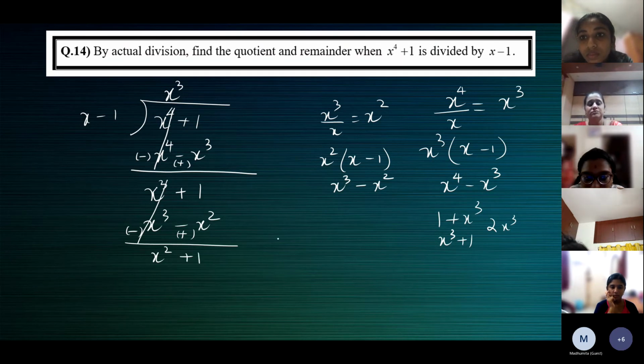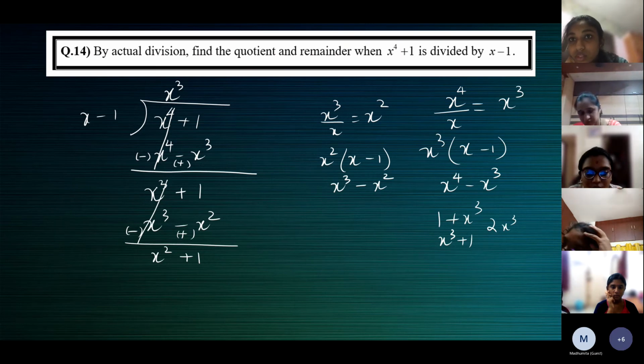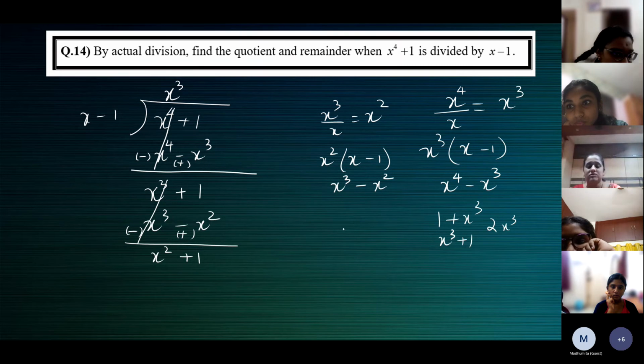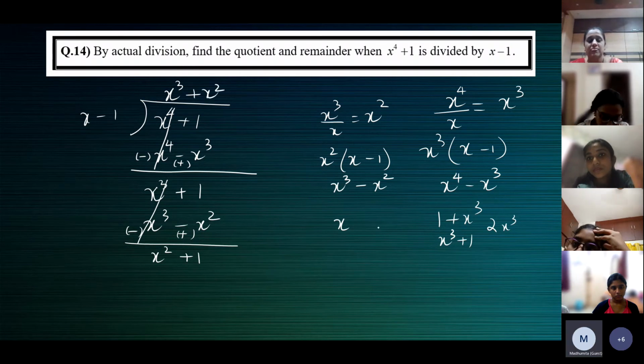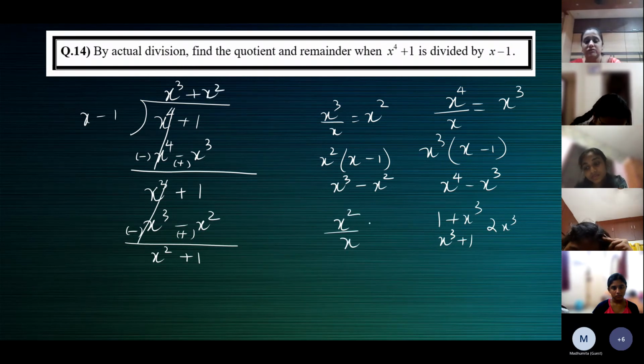Devadarshini, can you continue? Okay, Madhumita, after this? We have to multiply x into x squared plus 1, ma'am. So the next term in the quotient will be? Oh, I didn't write plus x squared, sorry. Then it will be x squared by x, which is x. So the next term is plus x.